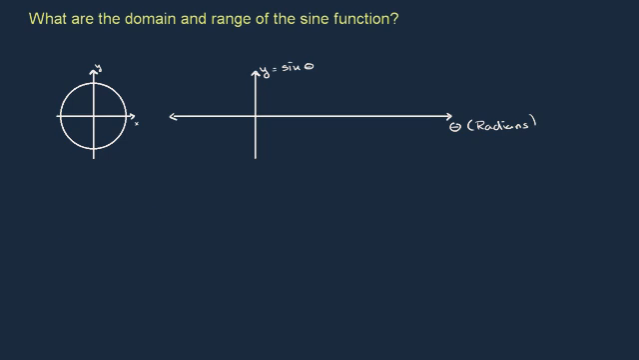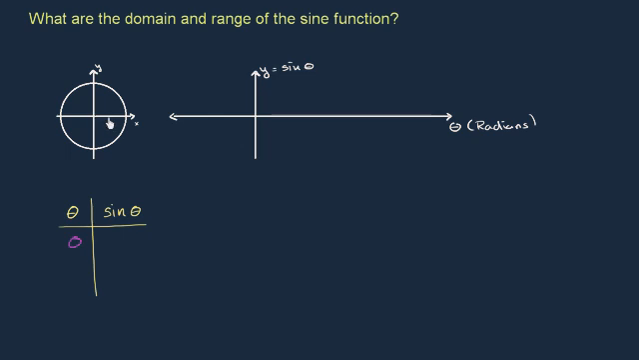So let's set up a little bit of a table here. Over here I have theta, and over here we're going to figure out what sine of theta is. We could do a bunch of theta values. Let's say we start at theta is equal to 0. What is sine of theta going to be?